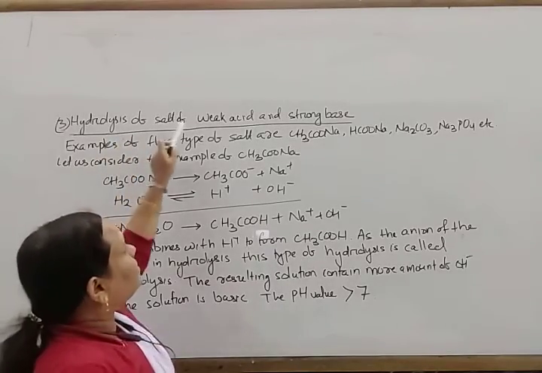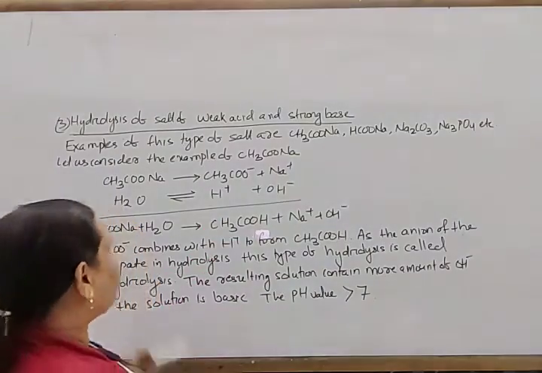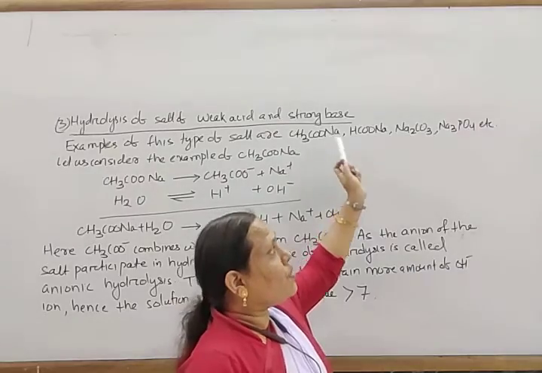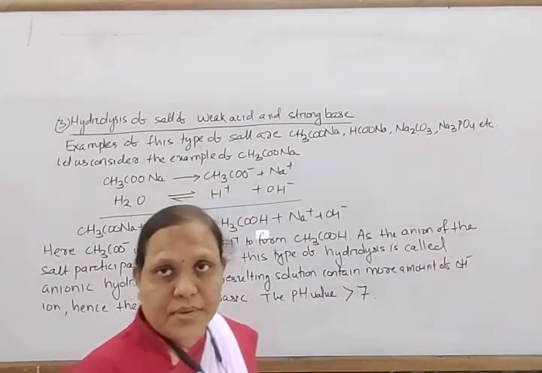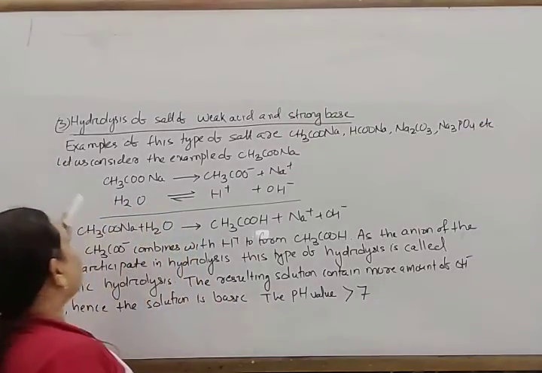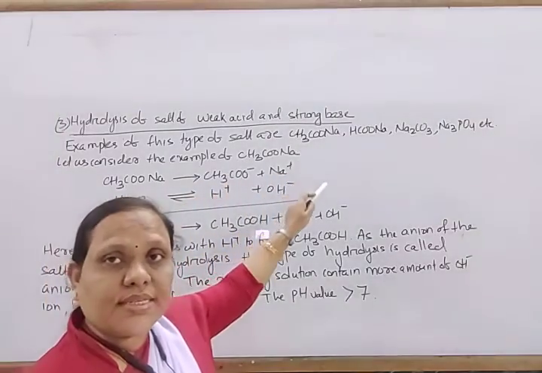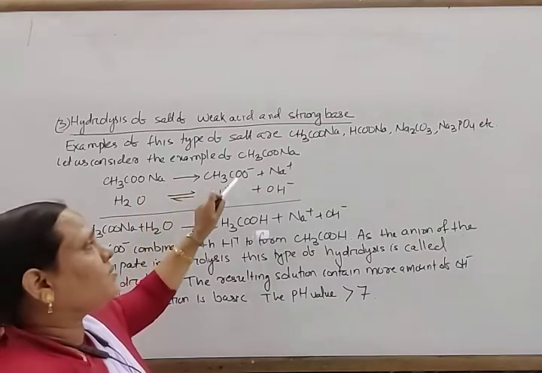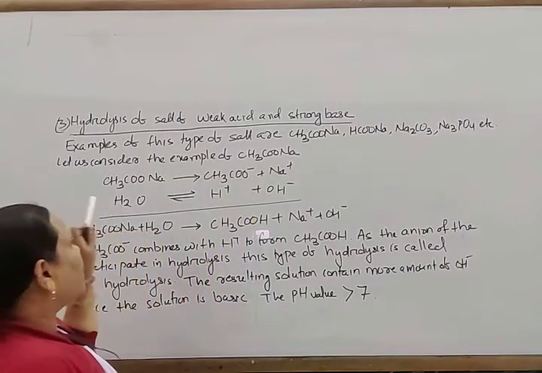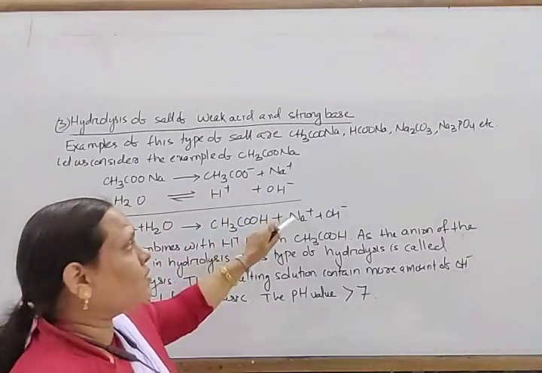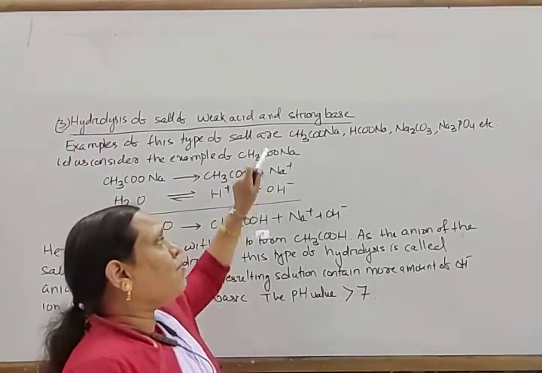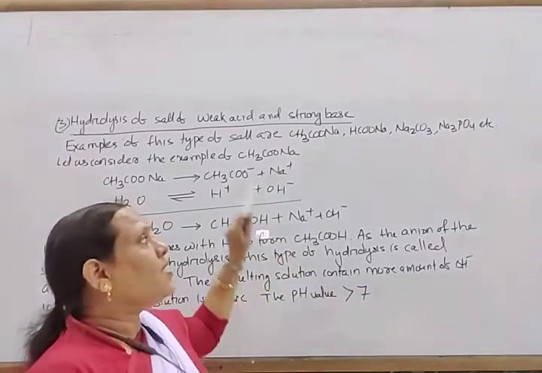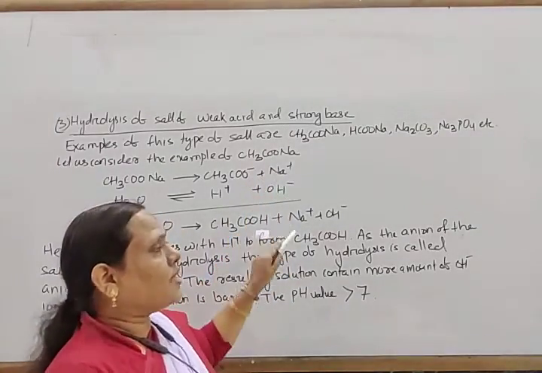Next comes hydrolysis of salt of weak acid and strong base. Examples of this type of salt are sodium acetate, sodium formate, sodium carbonate, sodium phosphate, potassium phosphate, etc. Let's consider the example of sodium acetate. Sodium acetate, being a strong electrolyte, dissociates completely to give CH3COO- and Na+. H2O gives rise to H+ and OH-. Now Na+ and OH-, being a strong electrolyte, do not combine, they remain in ionic form, that is Na+ and OH-.